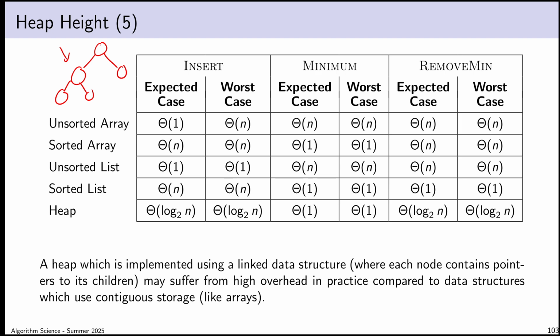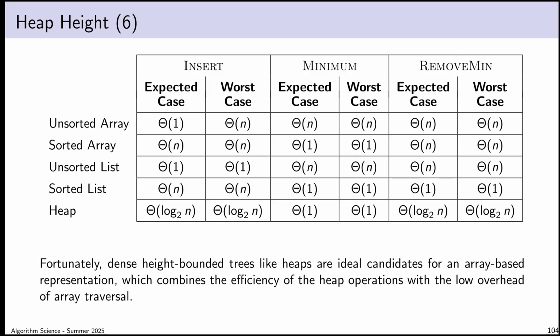Because we know that a linked data structure has high overhead compared to things like arrays, which are contiguous sequences. That itself isn't enough, but it also turns out that there is a clever way of representing a heap in an array that gives us pretty good efficiency, because representing trees inside of an array could be inefficient in certain cases. But because the heap is dense and has a very low height, those are the key things we require. There is actually an array-based representation which gives you the same efficiency of the heap operations.